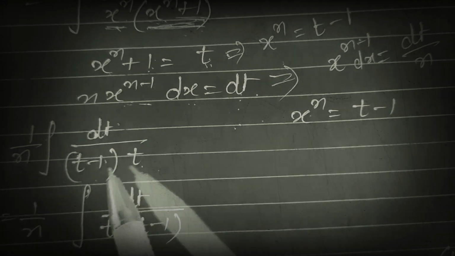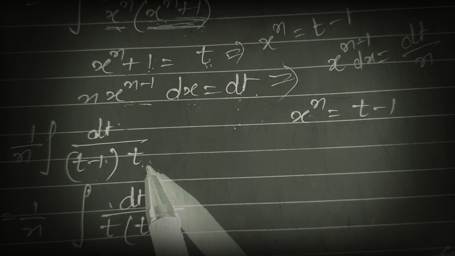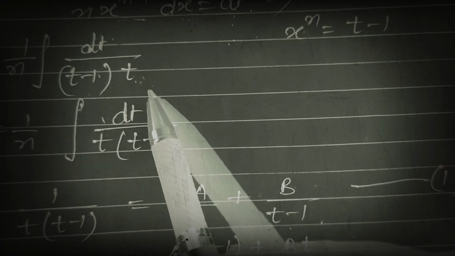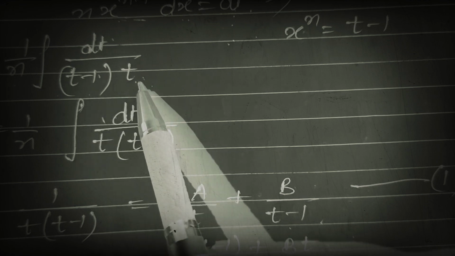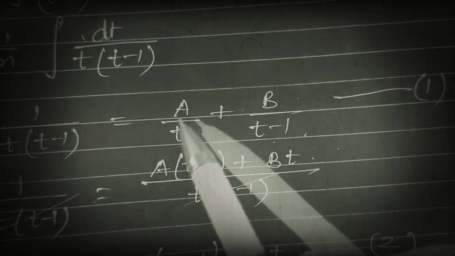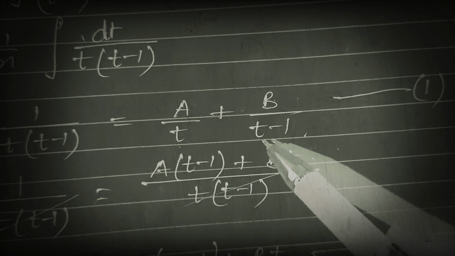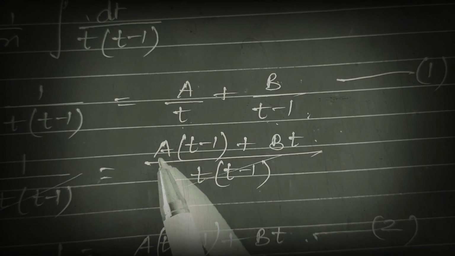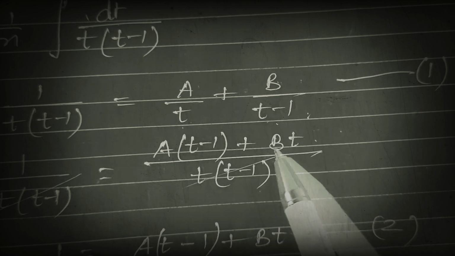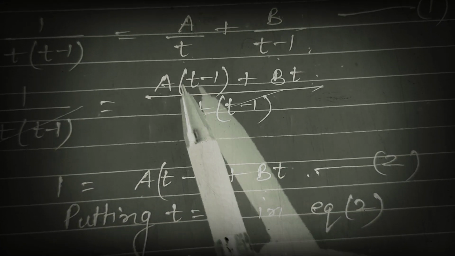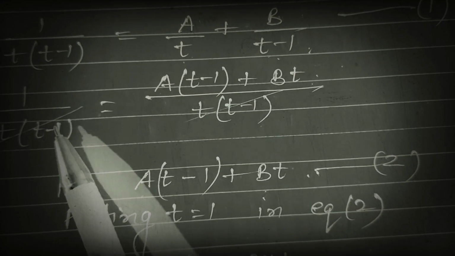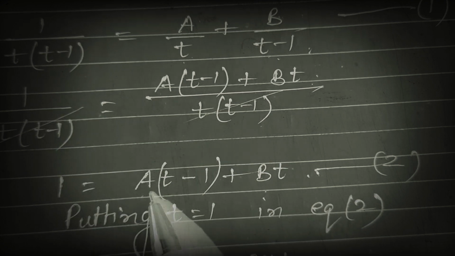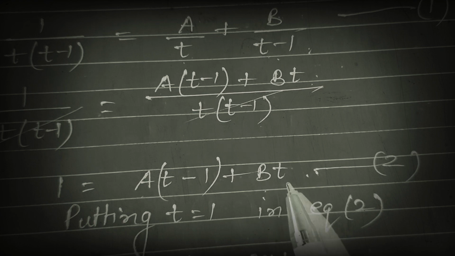Now we can make parts of this by using partial fraction. We know about partial fraction. This is of first type. One factor is t minus 1, the other factor is t. So we can write it as a upon t plus b upon t minus 1. Take LCM, t into t minus 1. So a into t minus 1 plus bt. Then take numerators equal, because the denominator is the same. 1 is equal to a into t minus 1 plus bt.